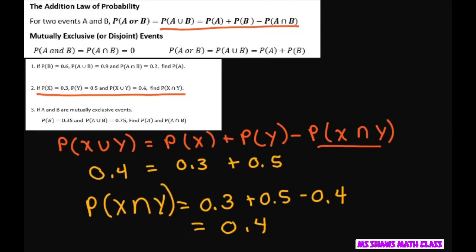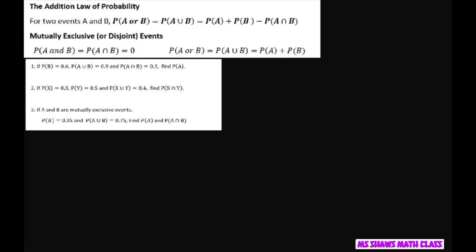Now, the last one says if A and B are mutually exclusive events, so that means probability A and B is 0, and probability of A or B equals probability of A plus probability of B. Find probability of A and probability A and B.